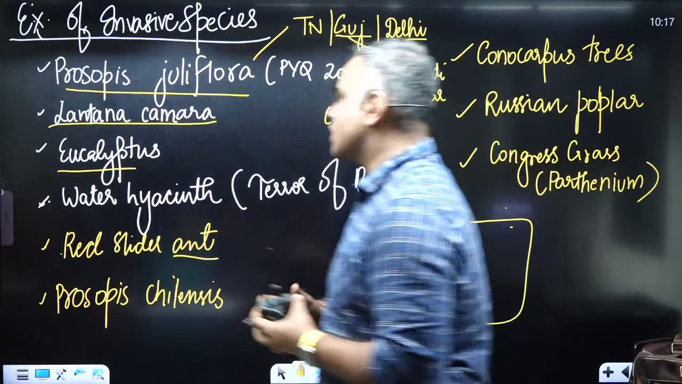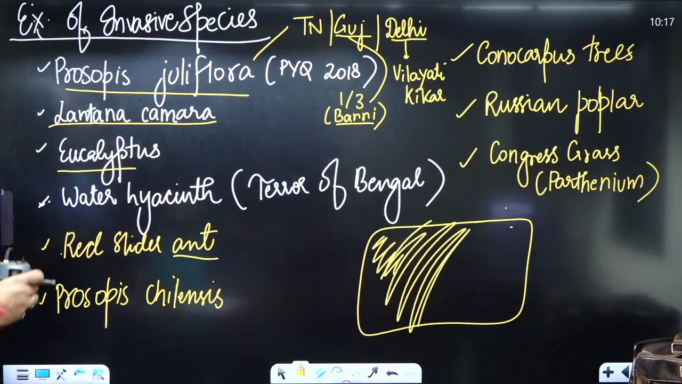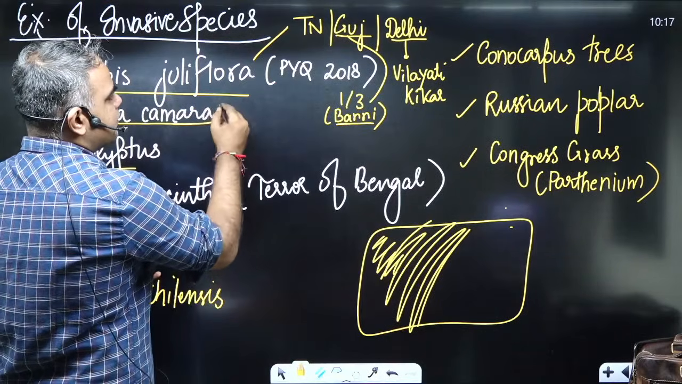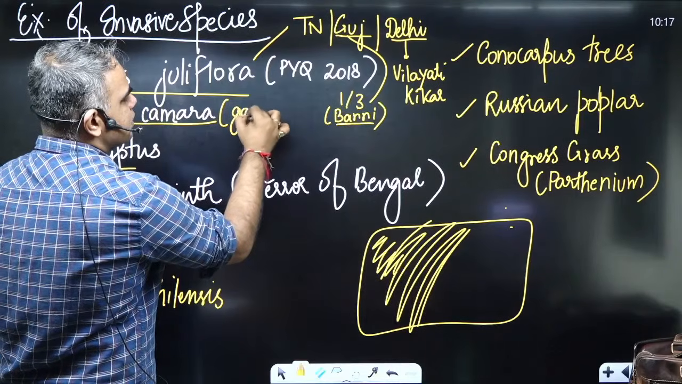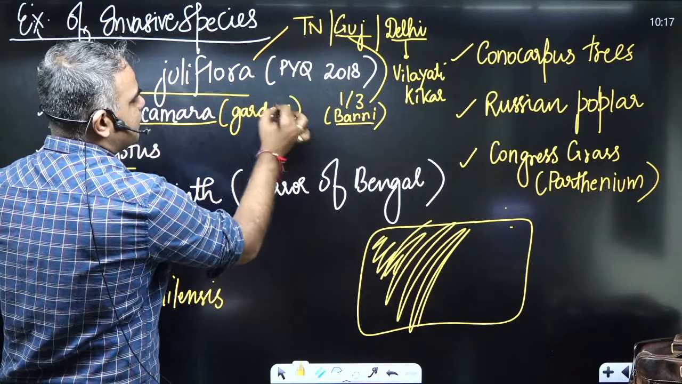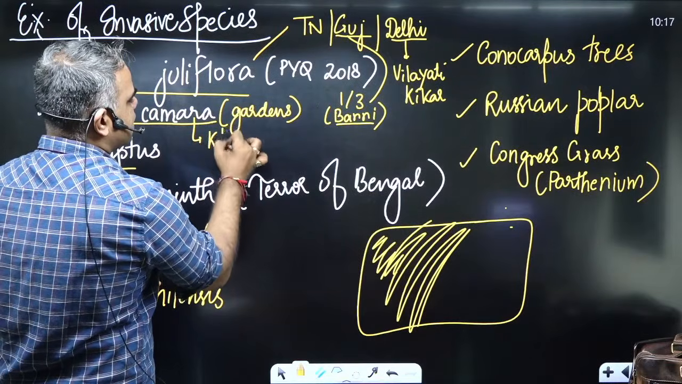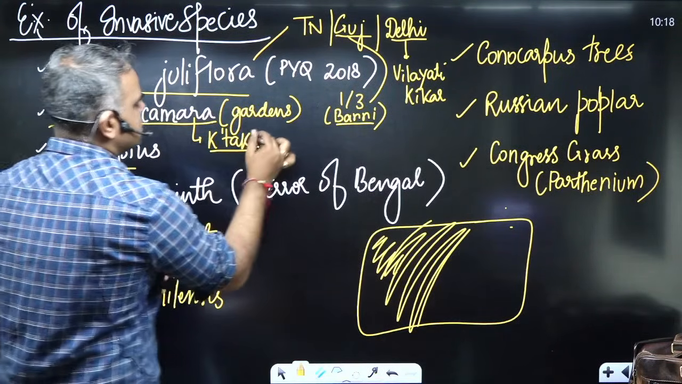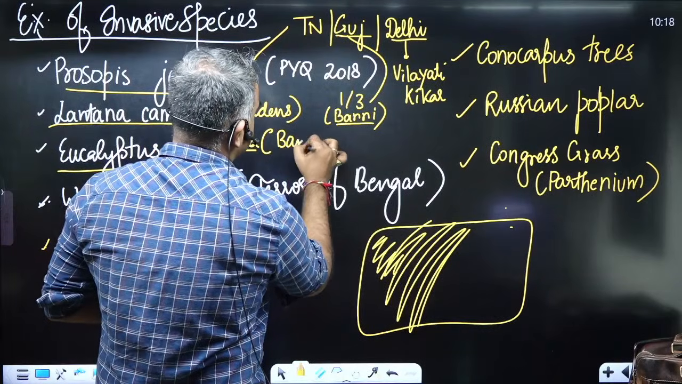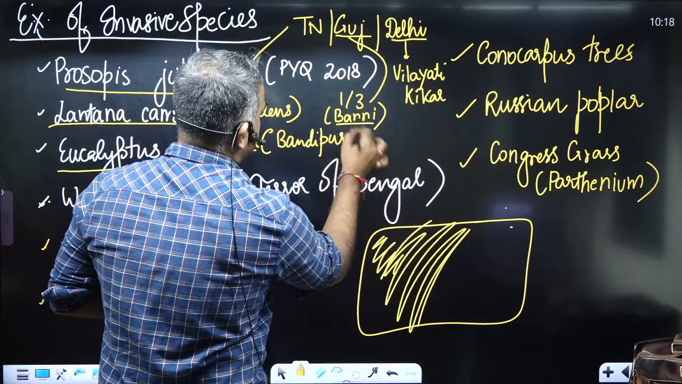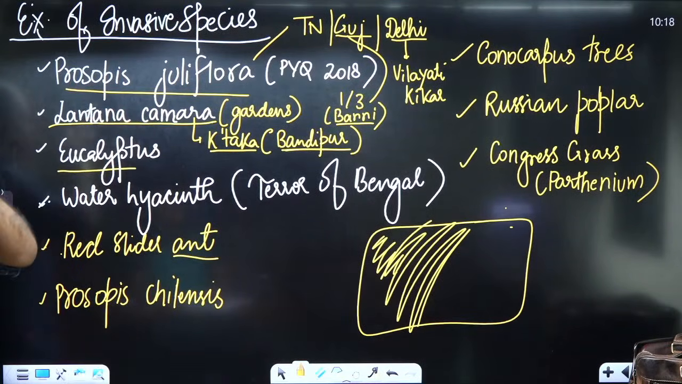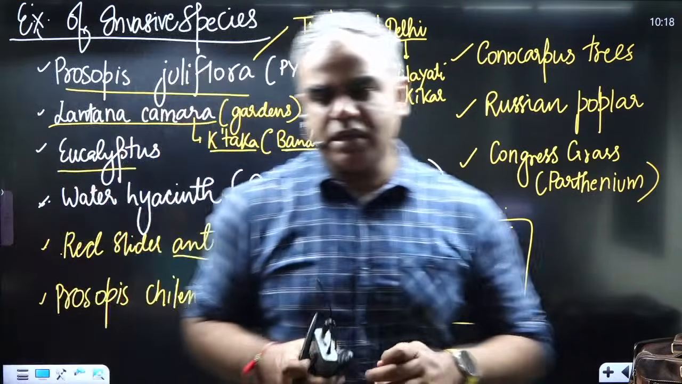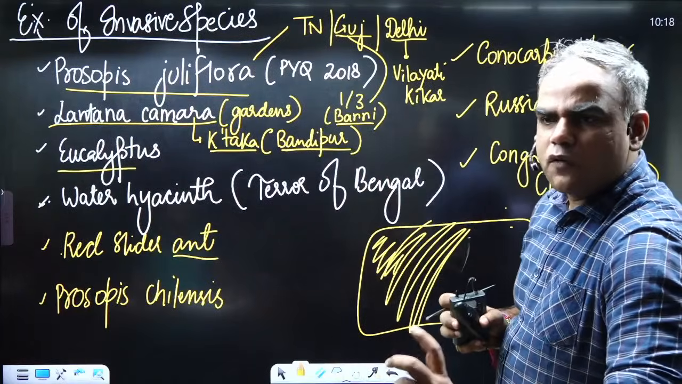Right? Congress grass या Parthenium. This is one. Now, Lantana camara is a very exotic species. I've told you, it is found in nearly half of the Indian gardens. And one more example I told you, in Karnataka, specifically the Bandipur National Park, वहां पे Lantana camara is a cause for forest fires. Okay, in Bandipur, this is in Karnataka, it is a cause for forest fires.